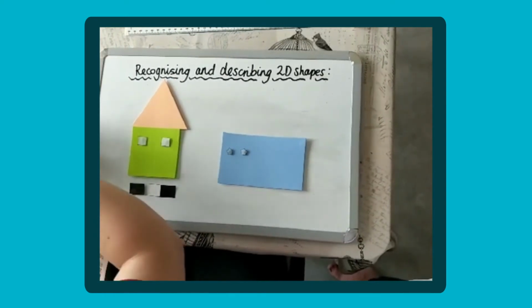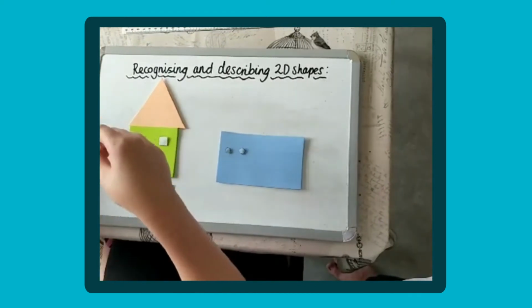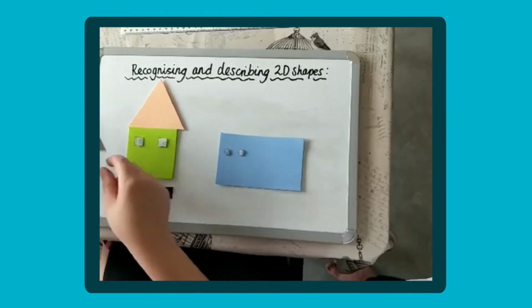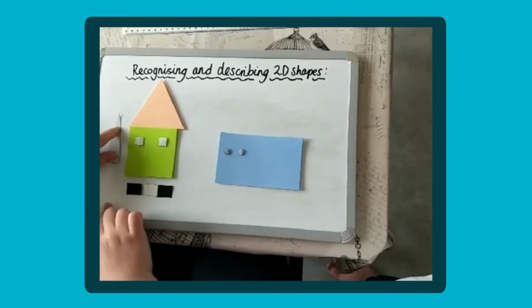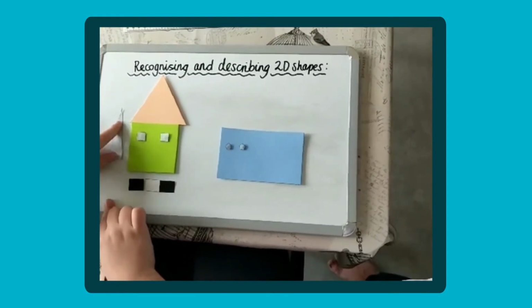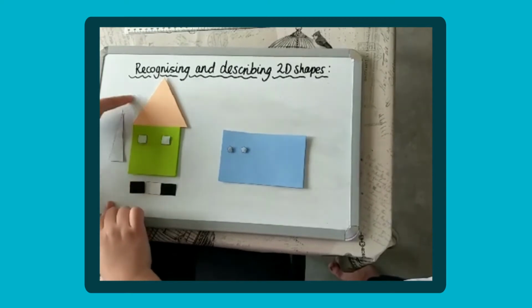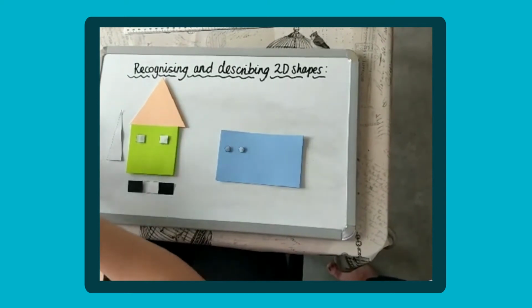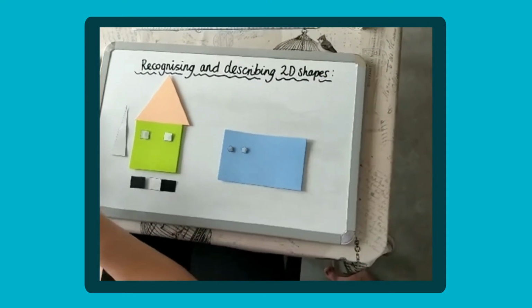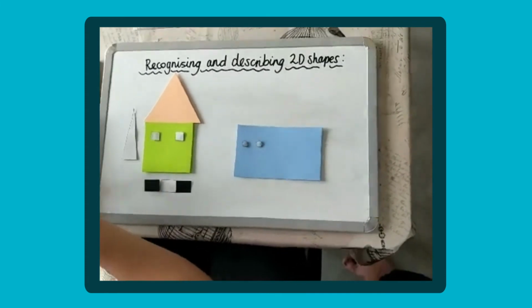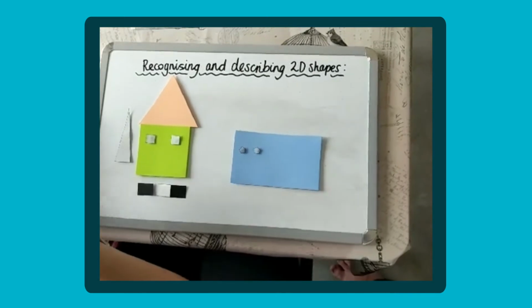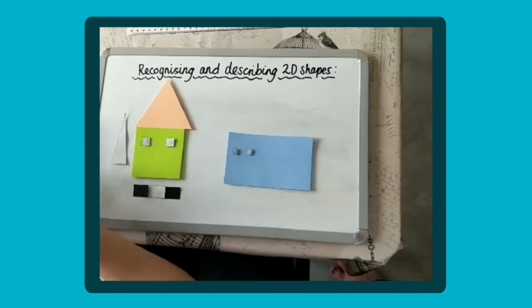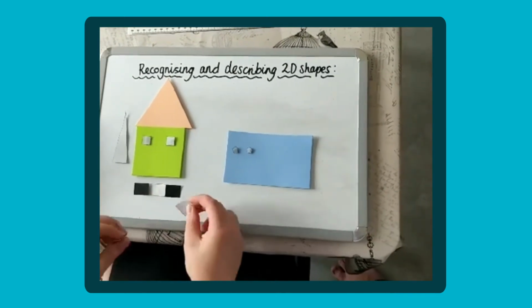I'm sure there was a tree as well to this side, so we've got another triangle here. We don't need to go into details of what type of triangle has been used because that's a Year 4 objective. However, if you were using this kind of activity with a Year 4 child, you could talk about whether it's an isosceles, equilateral, scalene triangle as well to extend their vocabulary.